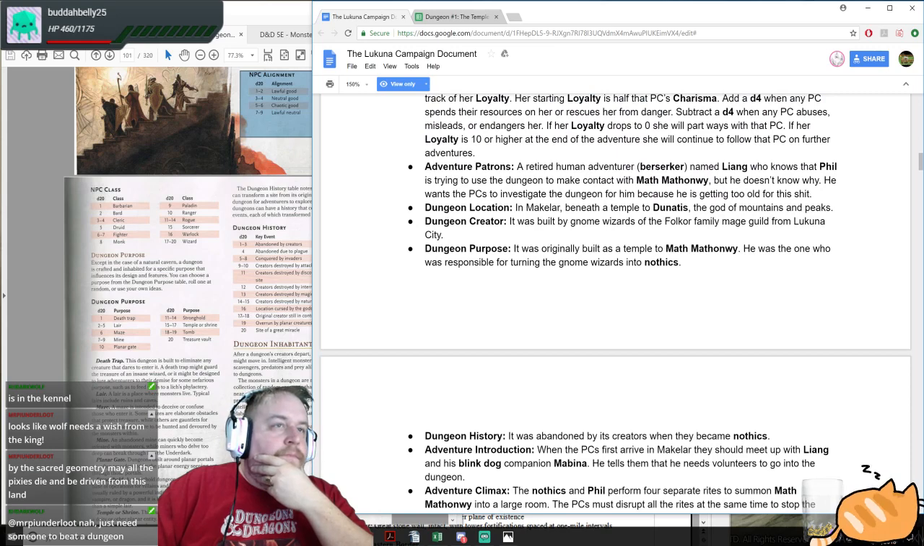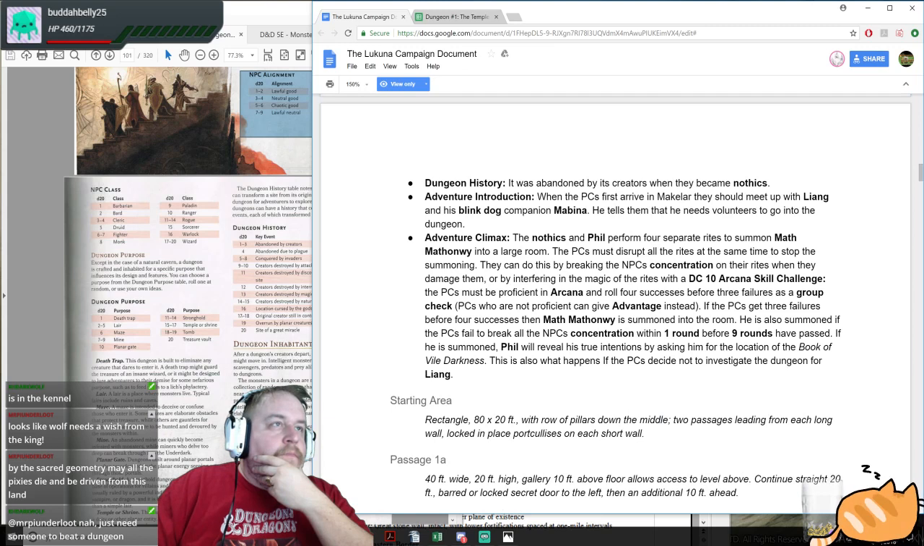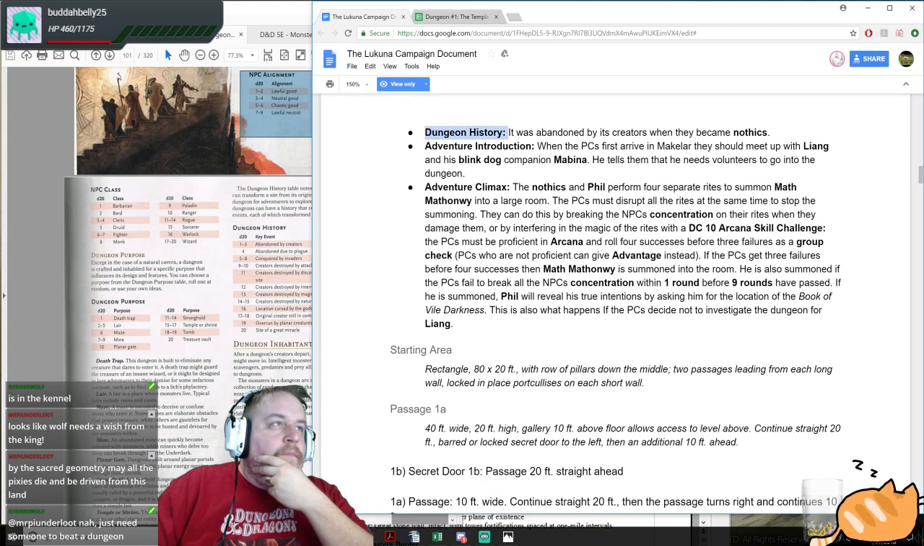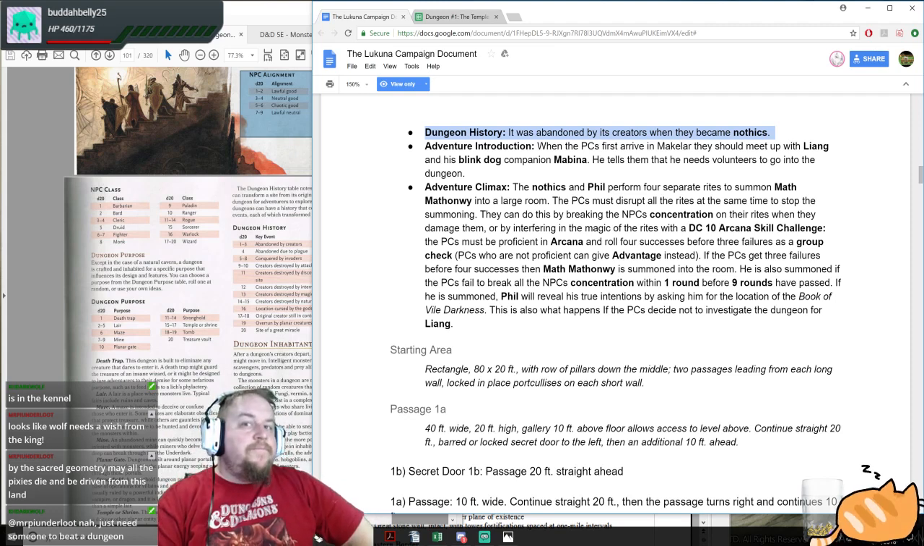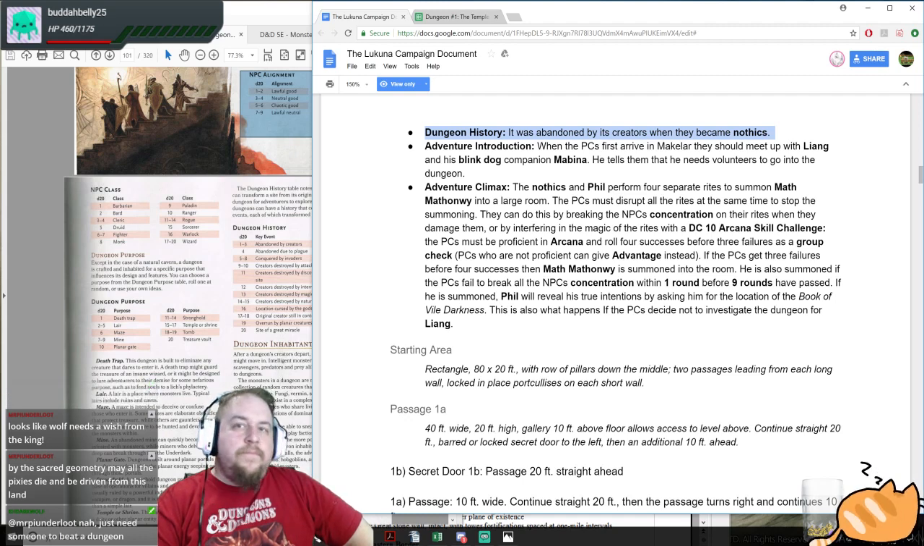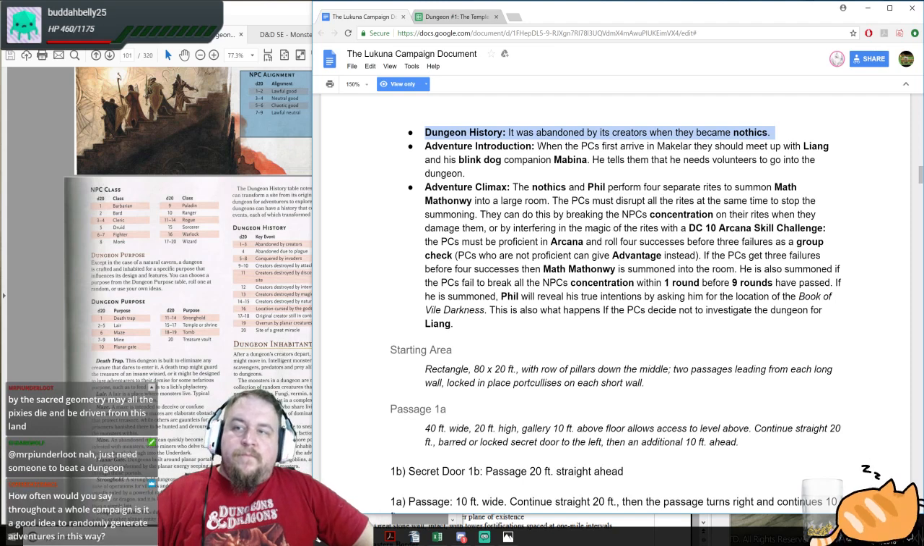And then for the dungeon history, I rolled that it was abandoned by its creators, and all I added to that was when they became Nothics, because Nothics, right? Well, yeah, I mean they're not going to have the same lifestyle needs or interests as who they once were. Right. So that's how I fleshed it out, and then I thought, all right, I've got kind of an idea now of what's going on.